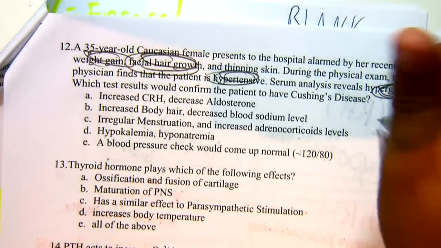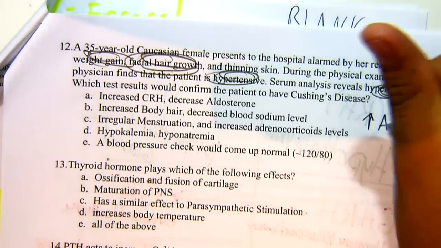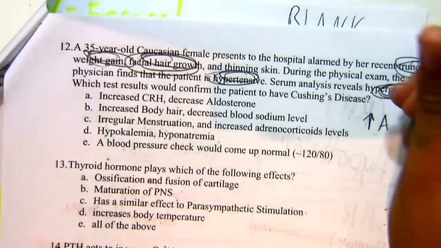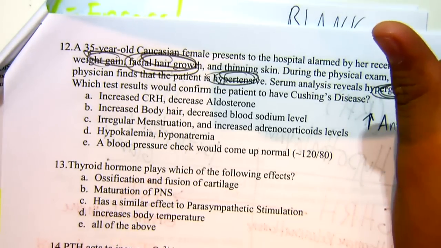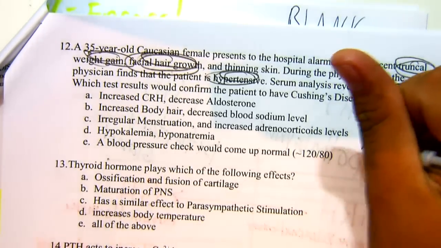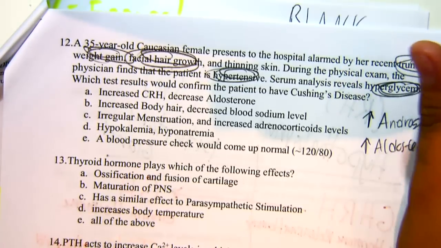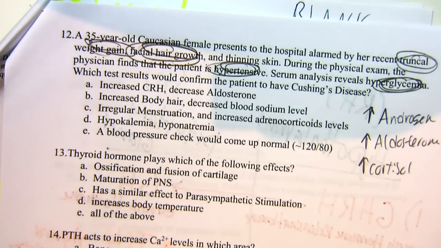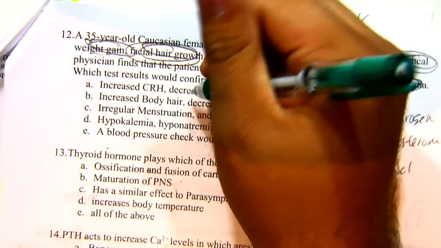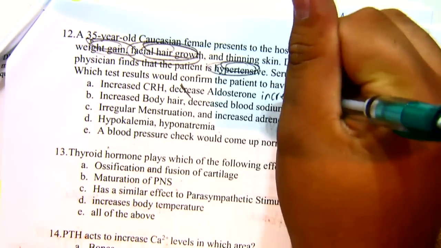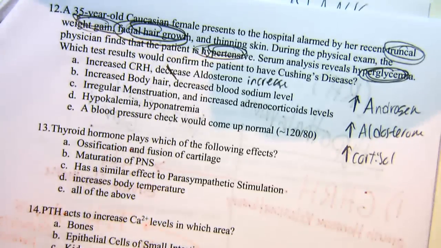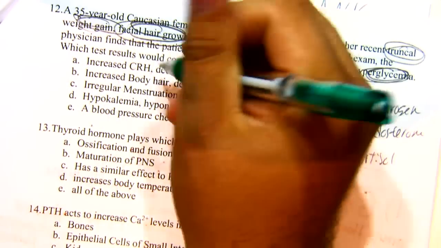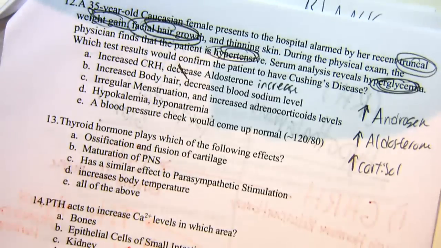So Cushing's disease is an increase in the 3 hormones of the cortex, right? Androgen, aldosterone, and then cortisol. Okay, so increased CRH decreases aldosterone. No, right? That one stimulates it, so this would be increased. B, increased body hair. Yeah, she had facial hair growth. That's not cool. Decreased blood sodium level.